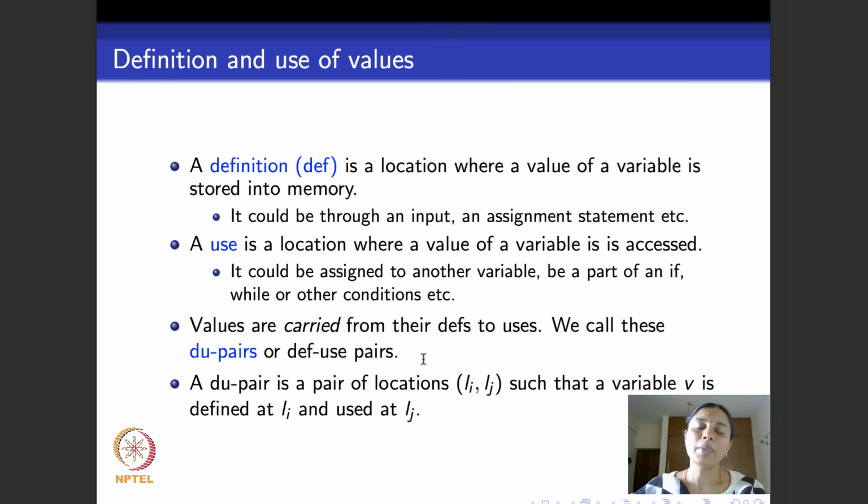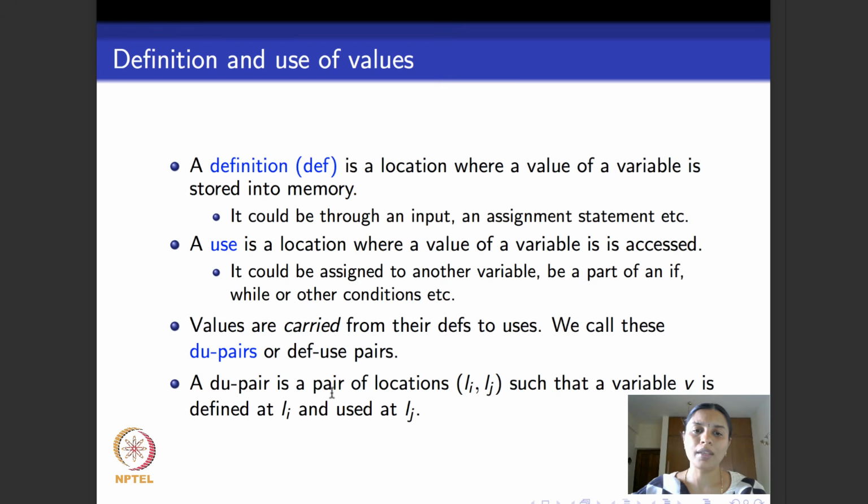So whenever a value of a variable is accessed, you say that that's a use corresponding to a variable. So a variable is defined in one or more ways, and then a variable is used in one or more ways. And typically, a program carries the value of each variable from its definition to its use, right? So these pairs of definitions and uses of a variable are what are known as DU pairs, or def-use pairs.